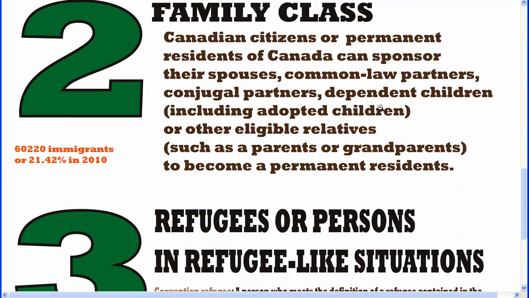The family class is basically where Canadian citizens and permanent residents can sponsor their family members, their spouses, dependent children, and other eligible relatives. But again, this is fairly limited. For example, in this program, a person cannot sponsor a niece or nephew in most cases. Approximately 20% of all new immigrants in 2010 came in the family class.